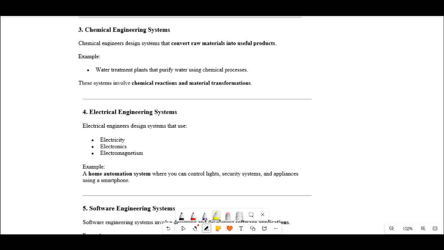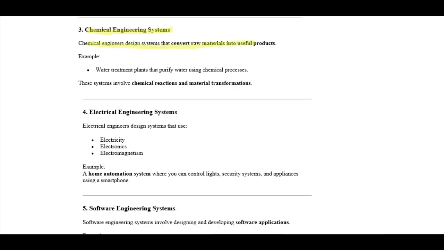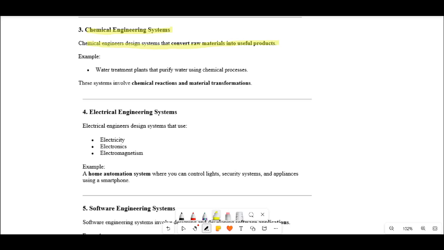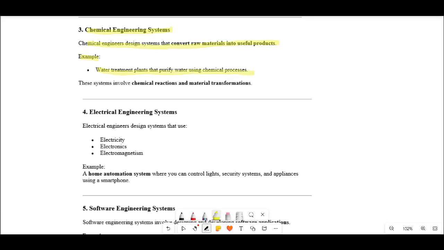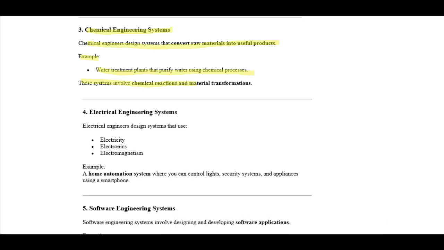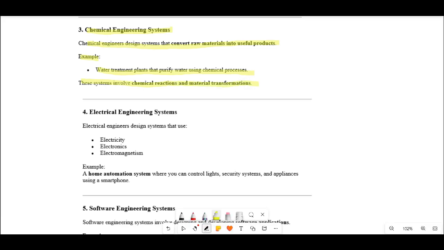Now let's see the third engineering system, chemical engineering systems. Chemical engineers design systems that convert raw material into useful products. For example, water treatment plants that purify water using chemical processes. These systems involve chemical reactions and material transformations.